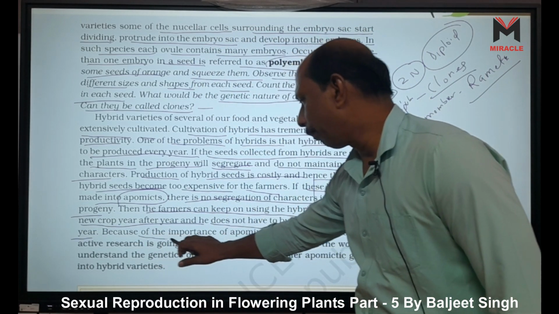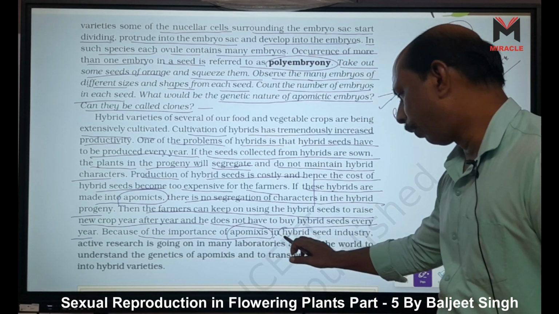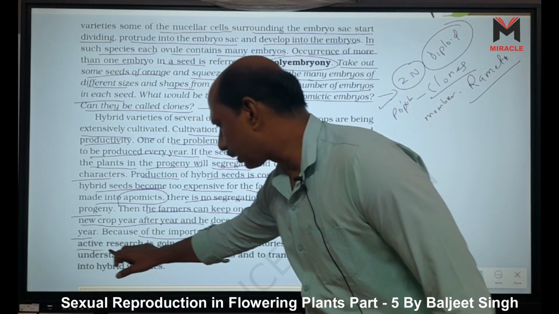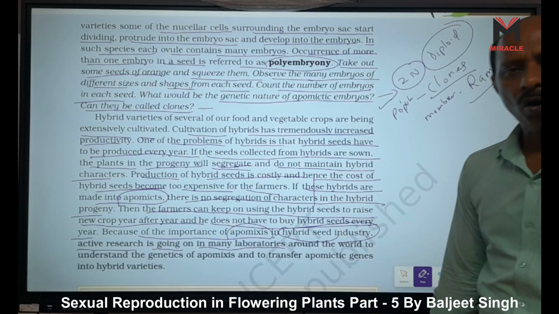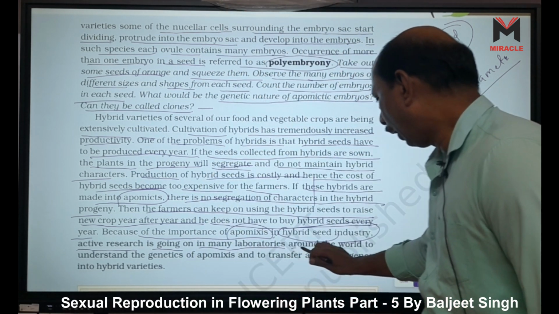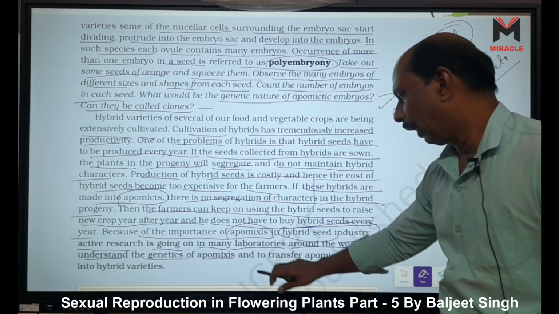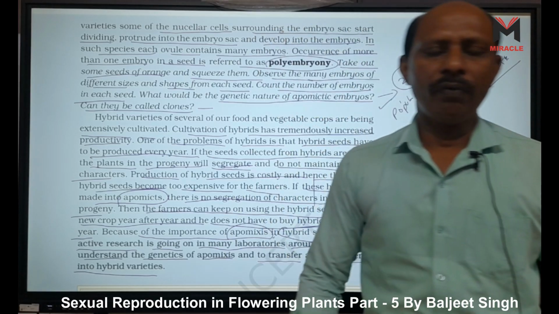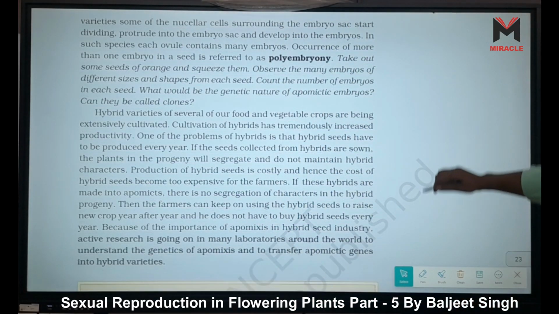Because of the importance of apomixis in hybridization, or in the hybrid seed industry, active research is going on in many laboratories around the world. They want to form hybrid seed through apomixis, to understand the genetics of apomixis and to transfer the apomictic gene into a hybrid variety, right?